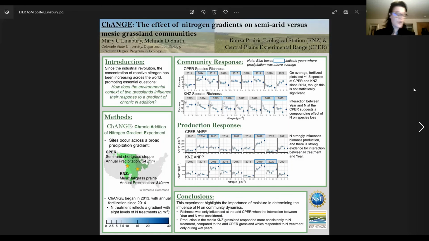And of course, as the climate continues to change, it's going to be very important to study how these two factors overlap, which is my dissertation research. So if you're interested in that, I'd be happy to chat about it.